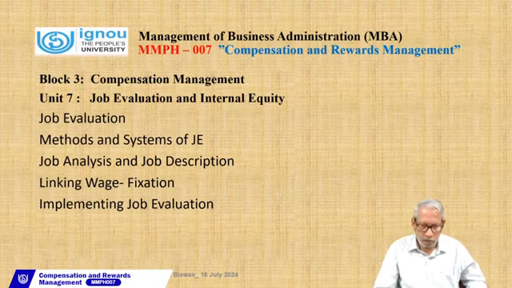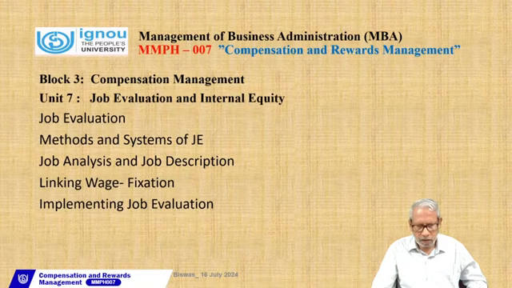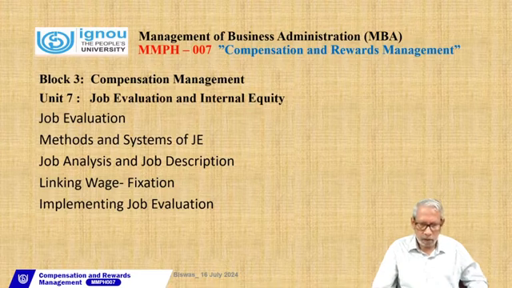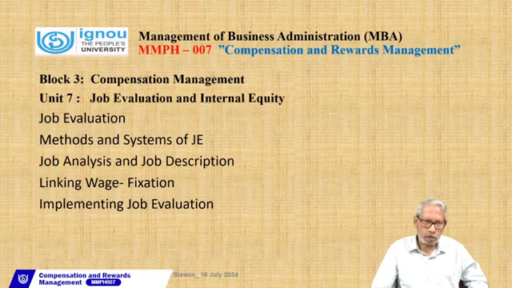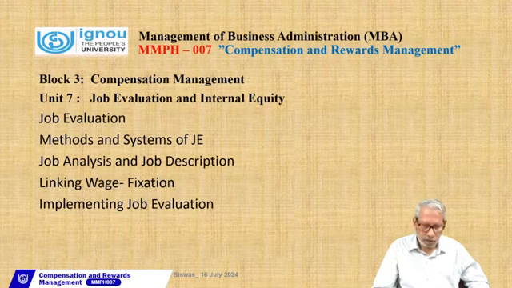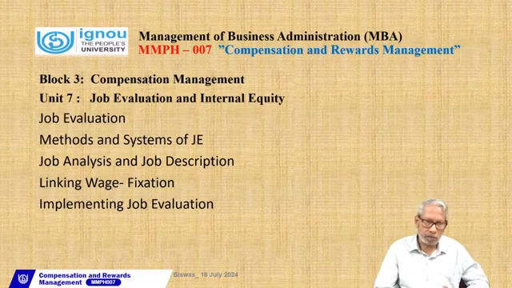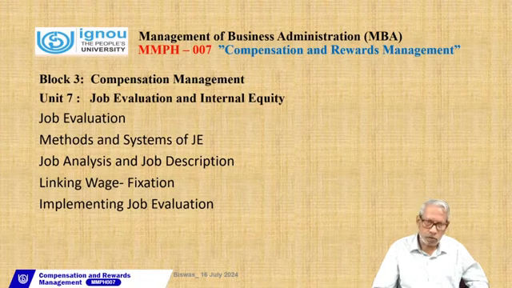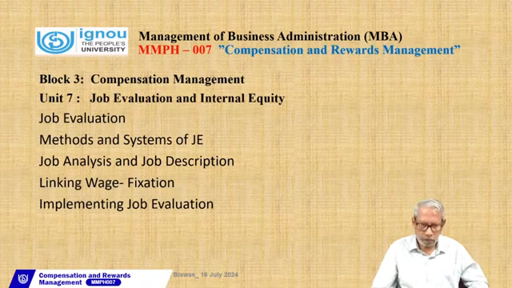Now the methods of the systems. There are some conventional systems, and within these conventional systems there are the ranking system and grading system. These are non-quantitative. And the factor comparison system and the point system are quantitative. First two, the ranking and grading, are non-quantitative, and factor comparison and point systems are quantitative systems.